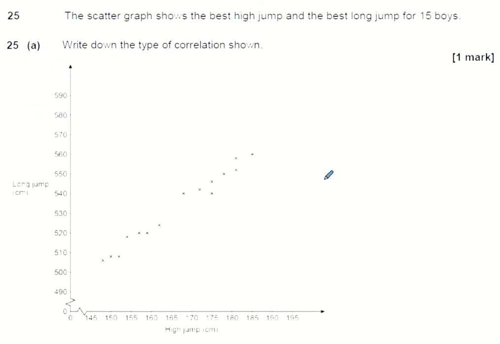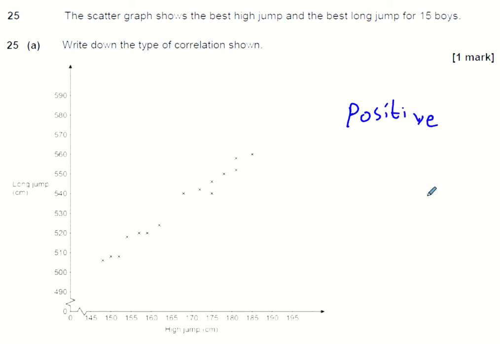Question 25. The scatter graph shows the best high jump and the best long jump for 15 boys. Write down the type of correlation shown. So the correlation is some sort of link between the two values. If the points tend to be going upwards from left to right, as these points are, then you will just give the answer of positive.